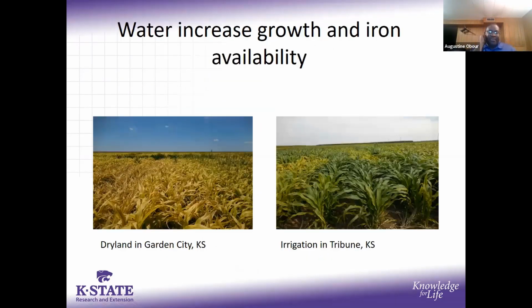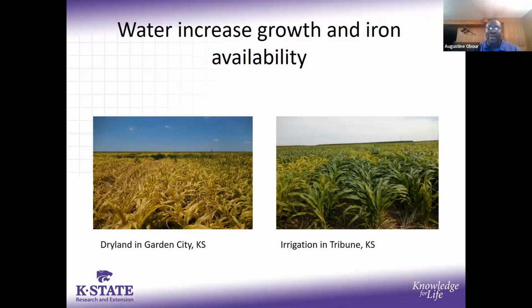These are some pictures from our work that we did in Western Kansas in grain sorghum. We have water helping to improve iron availability for plant uptake. We have some research under dryland in Garden City and then under irrigation in Tribune. These pictures are the same hybrids that we planted under dryland. On my left side, we have severe chlorosis of grain sorghum, the same hybrid. But under irrigation in Tribune, even though we're seeing some deficiency, it's still doing better than the dryland condition.